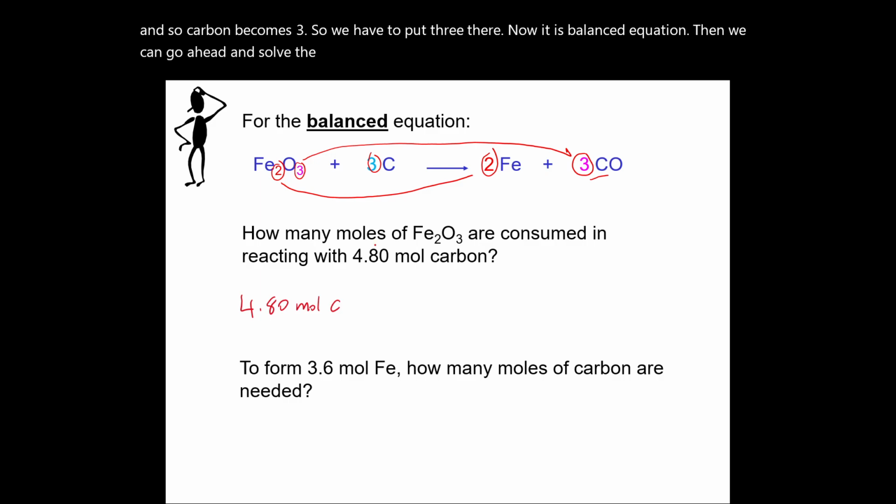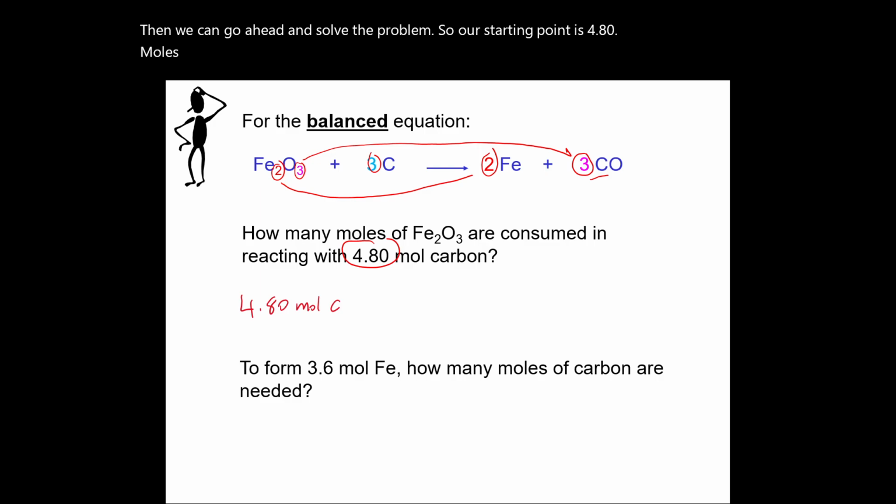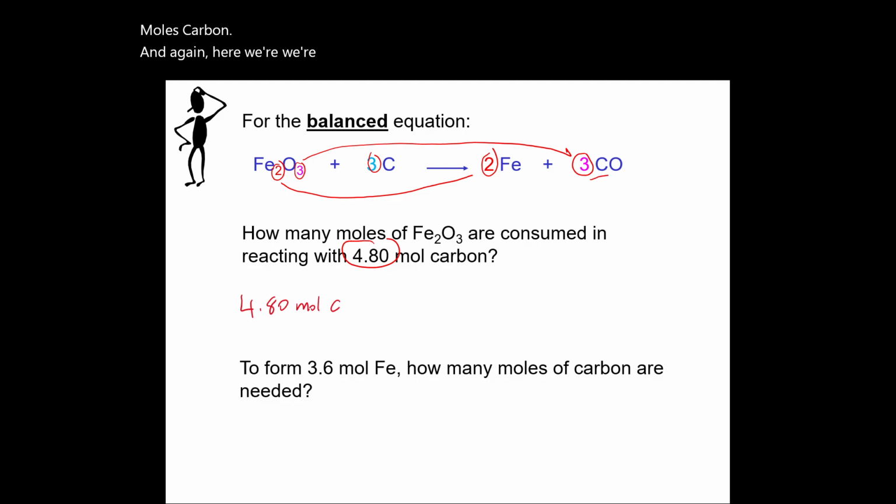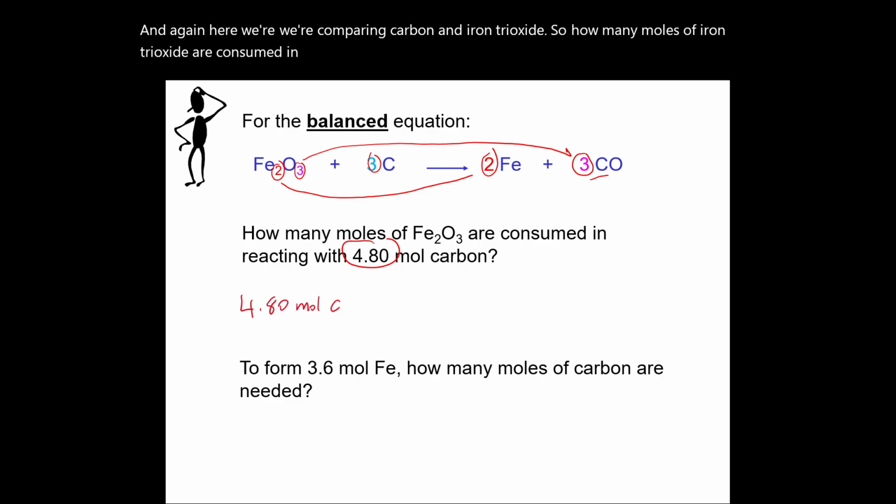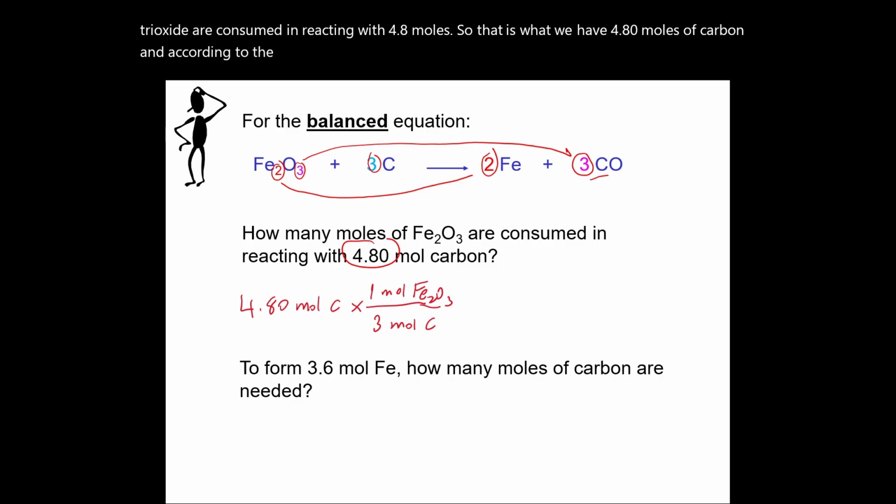Our starting point is 4.80 moles of carbon, and again we're comparing carbon and iron trioxide. How many moles of iron trioxide are consumed in reacting with 4.8 moles of carbon? So that is what we have, 4.80 moles of carbon. And according to the reaction, 3 moles of carbon can react with 1 mole of iron trioxide.